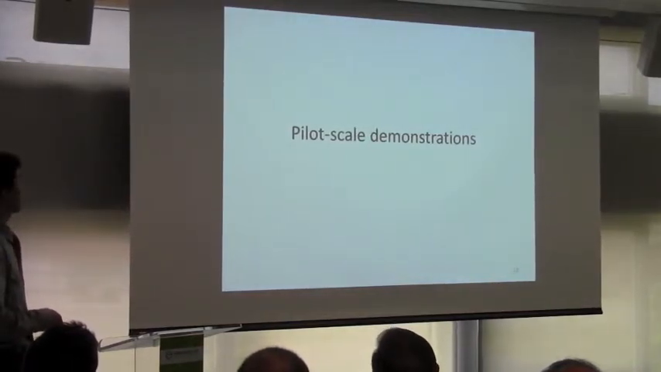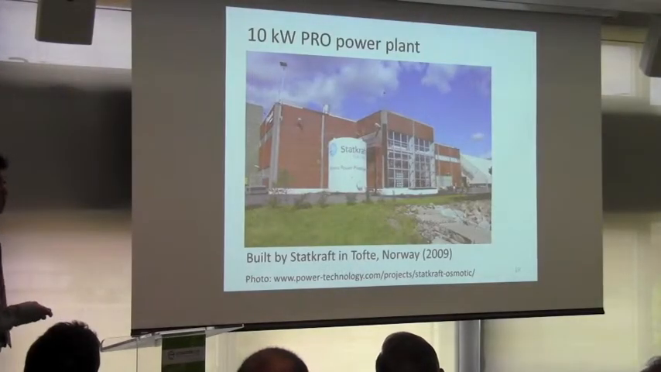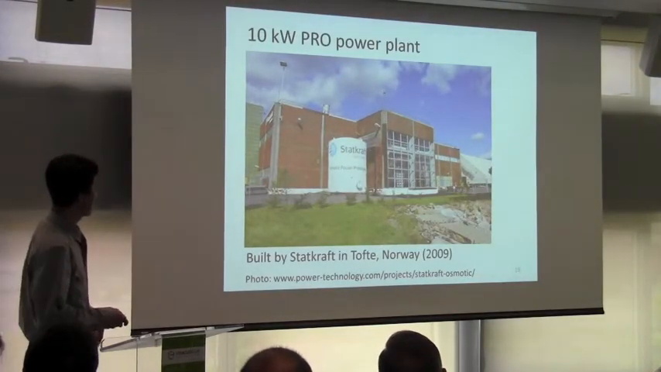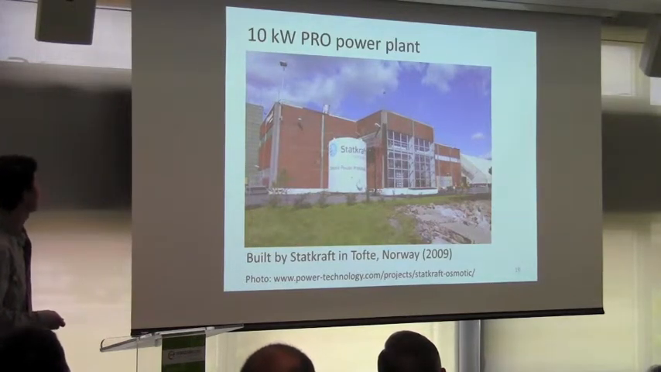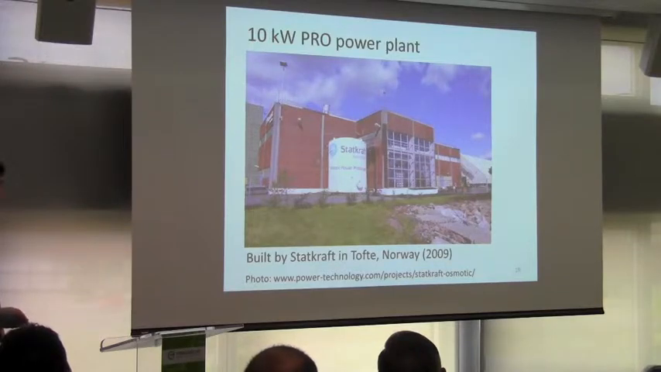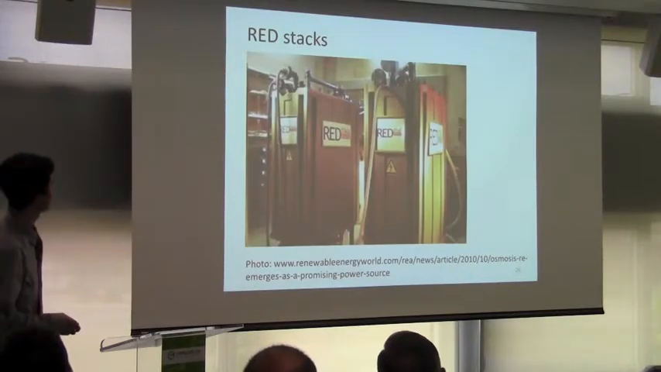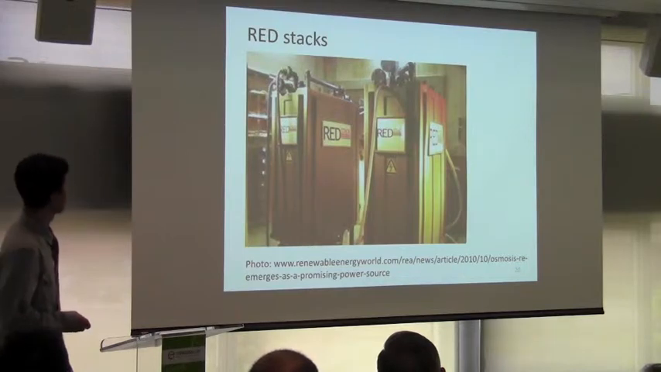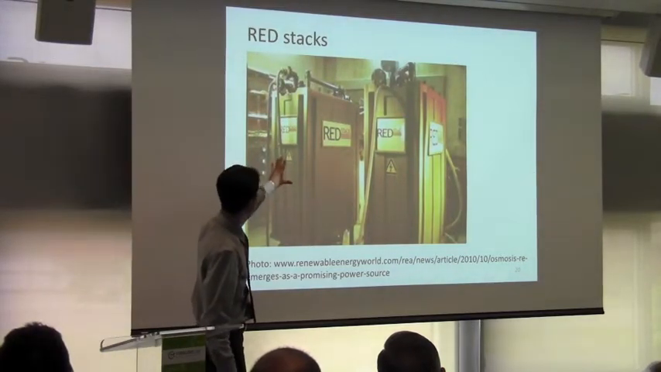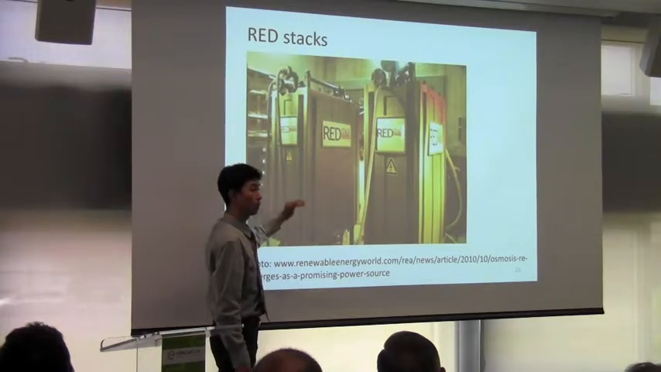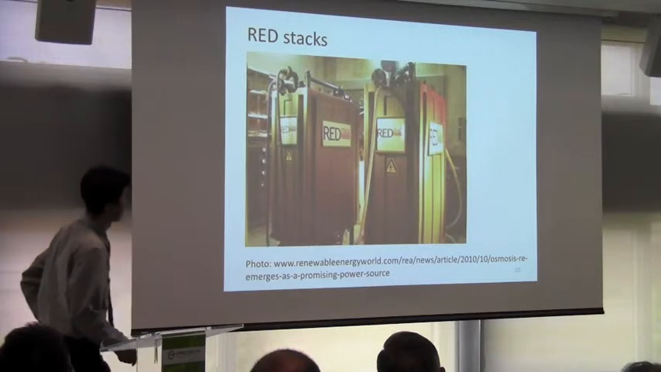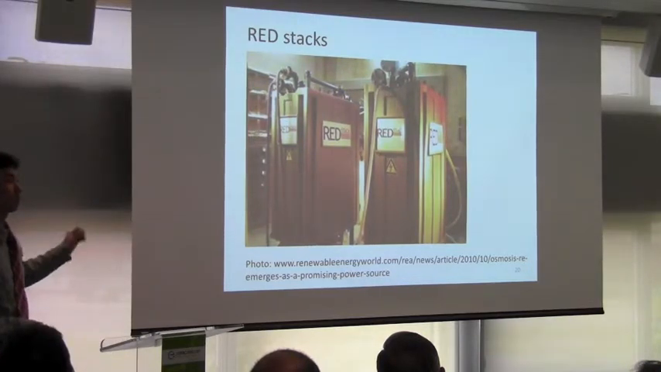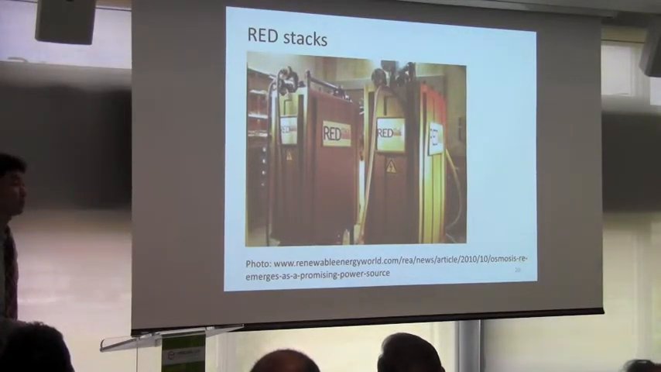And I'm going to show some pilot-scale demonstrations. Doug showed this picture. In 2009, people in Norway built a 10 kilowatt PRO power plant. And this is a demonstrative stack of RED system. It's difficult to see because it is covered, but behind the cover, there are 2 electrodes on the top and on the bottom, and they stack ion exchange membranes horizontally. And even with this pilot scale demonstration, there are no full-scale power plants using this technology.